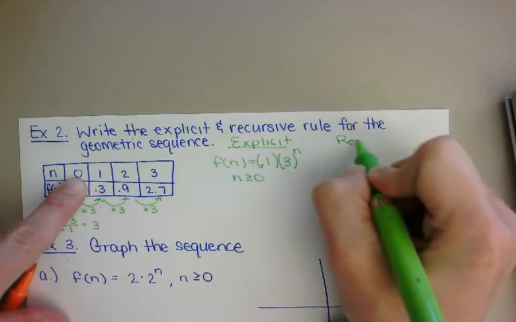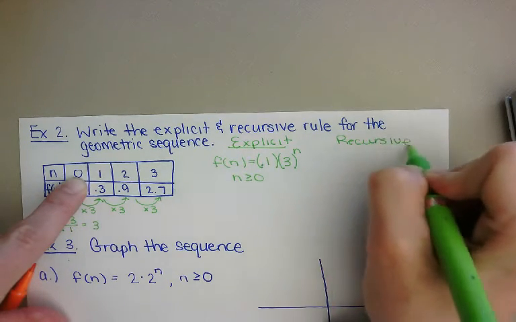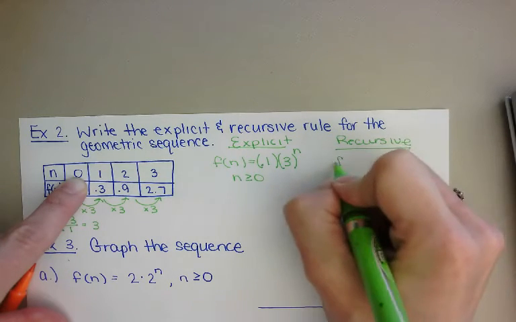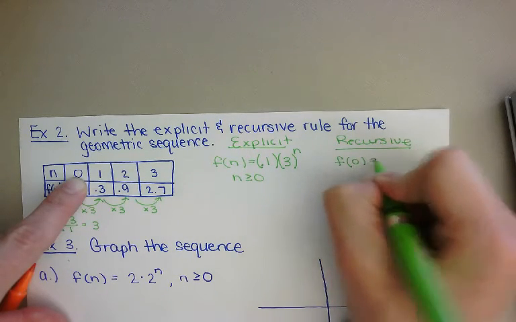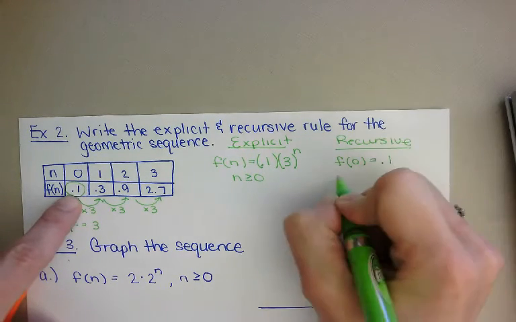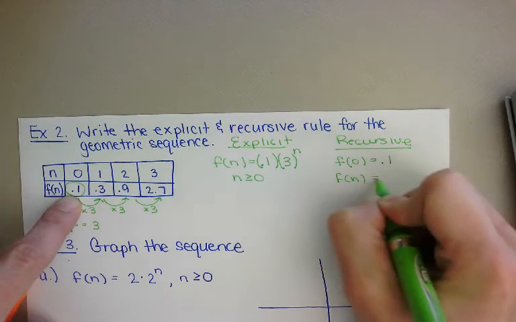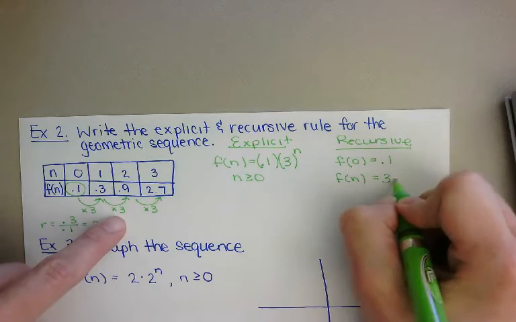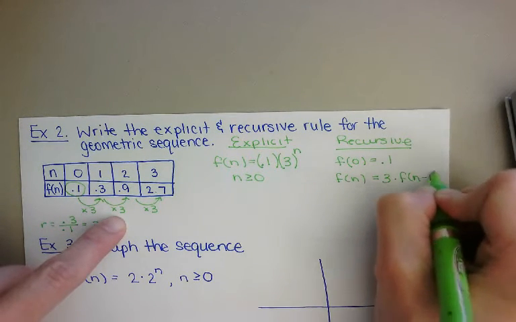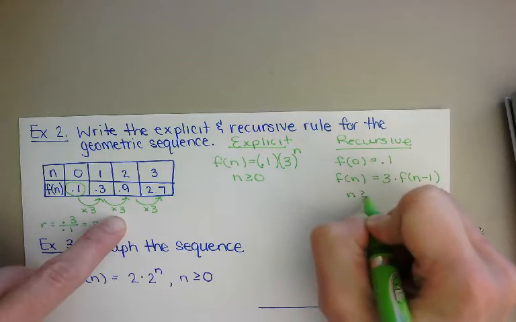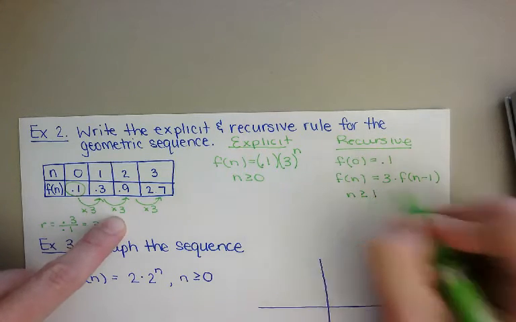My recursive, I'm going to say f of 0 equals 0.1. The rule is that we're taking the common ratio, so 3 times the previous number, for n's greater than or equal to whatever that is, it's 1 more.